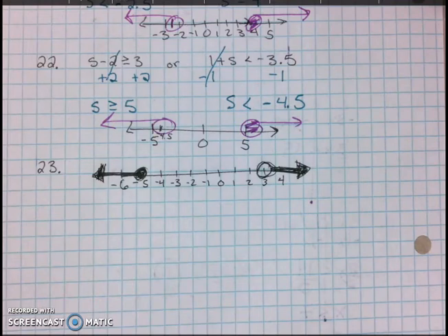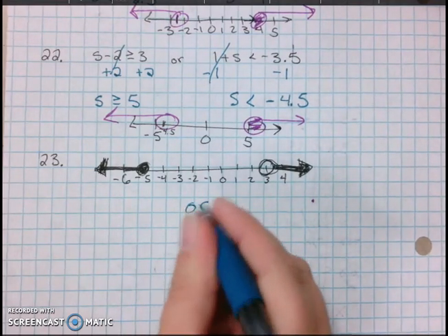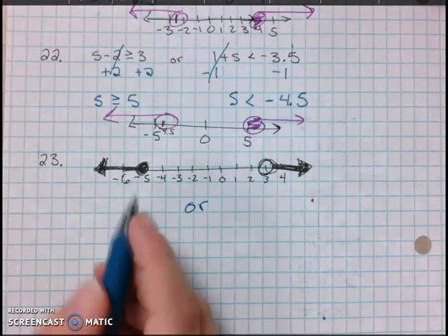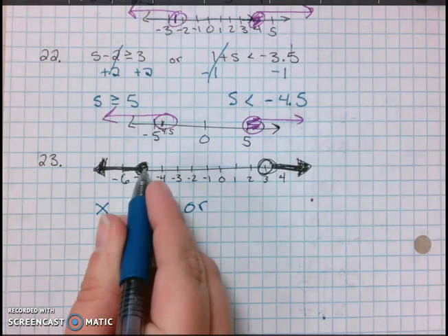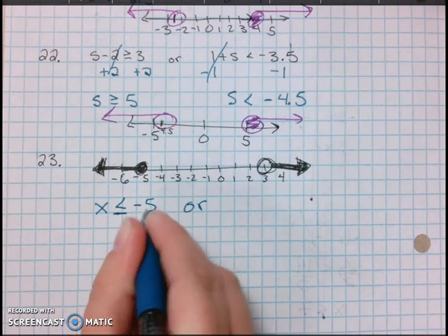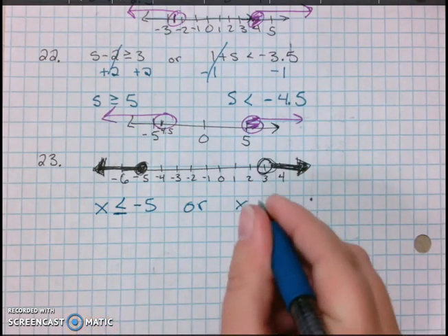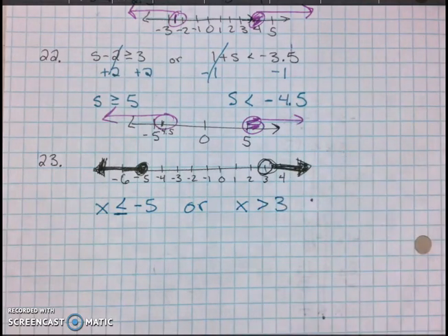So at 23, we have a graph here shown, and we have to write our inequality. So since the arrows are pointing away, it's an OR situation. So you just write this inequality. So you can choose any letter you want. We'll just do X. So it's going left, so it's less than. And that's filled in, so it can equal negative 5. Or we have X is greater than 3. It's open, so I don't put the line underneath. Greater than goes to the right. So that's how you write your inequality.